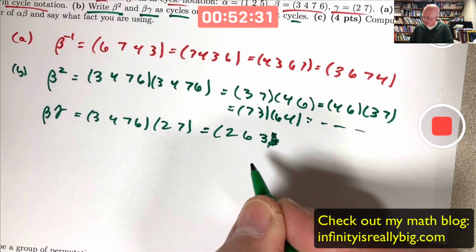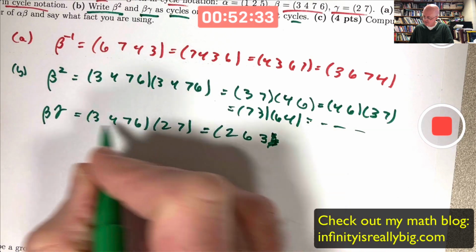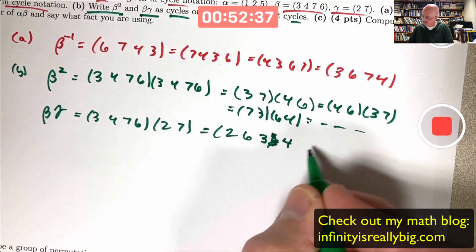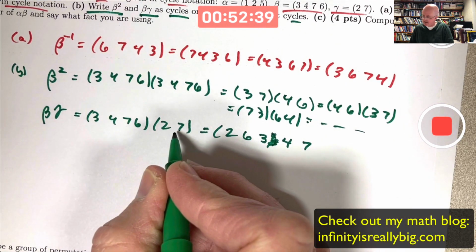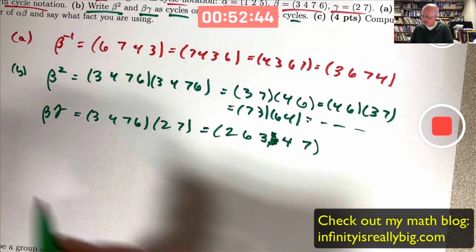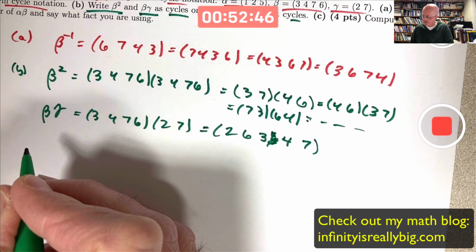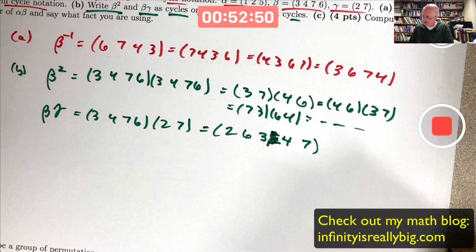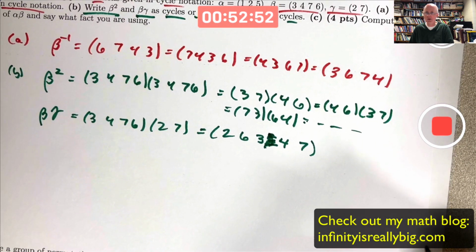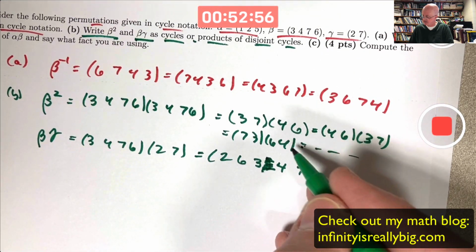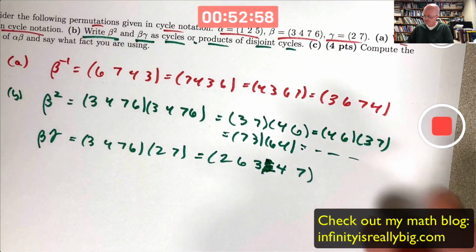What about 3? 3 gets mapped to itself, then to 4. What about 4? 4 gets mapped to itself, then to 7. 7 here gets mapped to 2, but then 2 stays fixed, so ultimately 7 gets mapped to 2. So that would be one form of the answer. That's a cycle. We don't have to try to write it as a product of disjoint cycles. The previous one is a product of disjoint cycles. This is just one plain cycle.